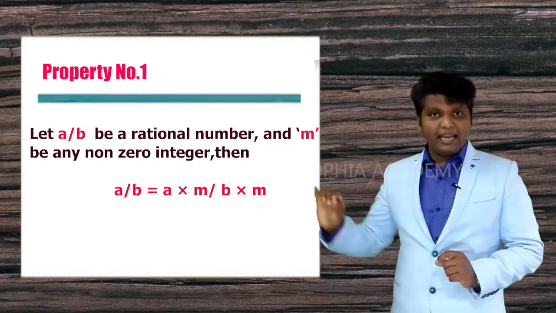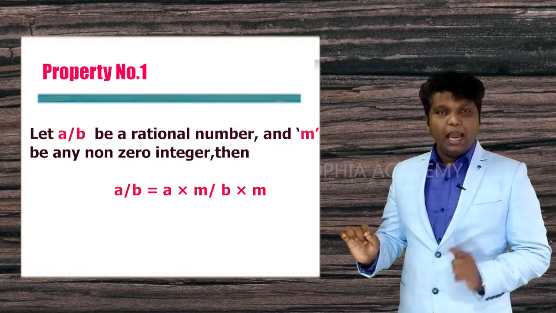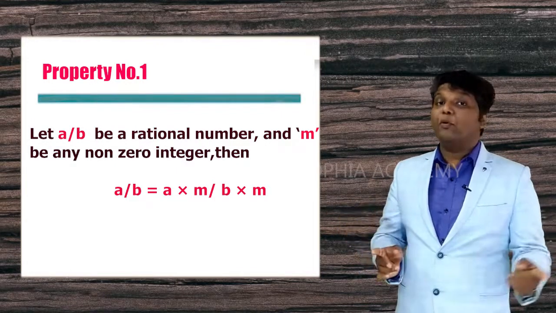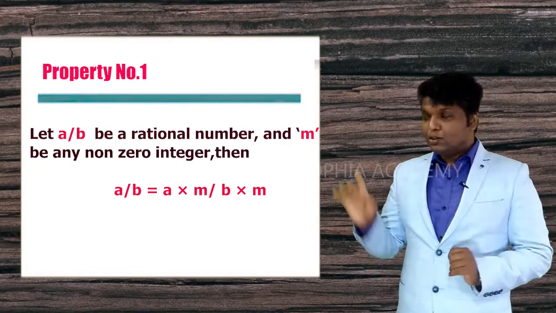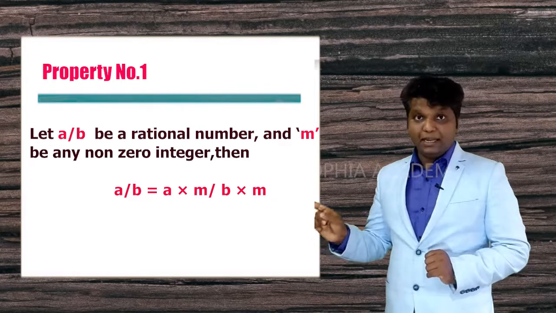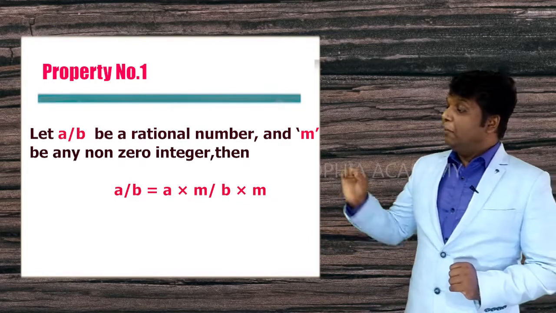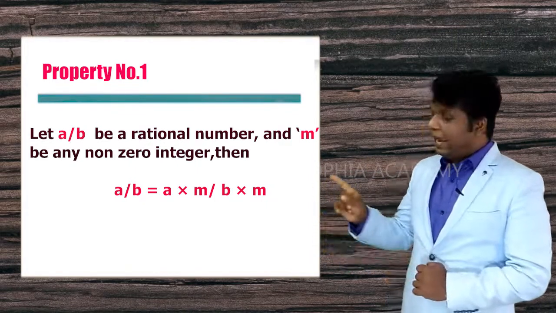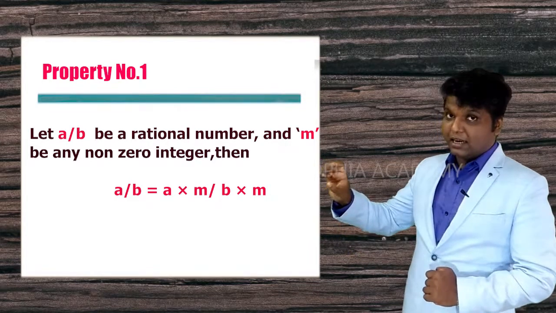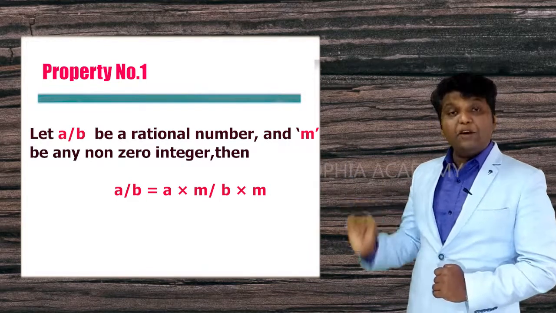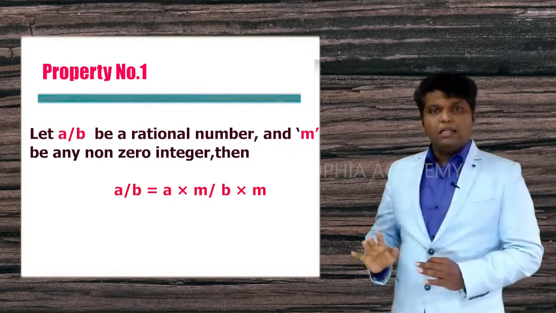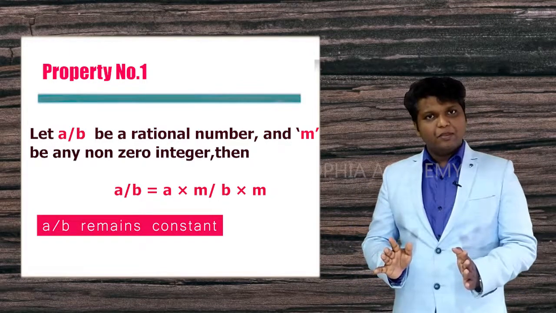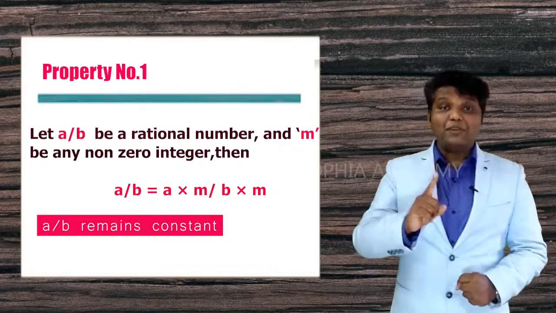If you are taking a rational number, here it is a by b, and a non-zero integer m, it can be positive, it can be negative, it should not be 0, that's it. If you are multiplying the numerator and the denominator by the same number, here a into m by b into m, then the value of the fraction doesn't change. a by b remains constant, the value will never change. That is the first property.